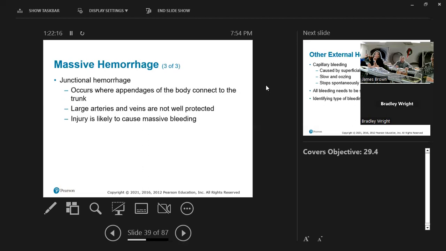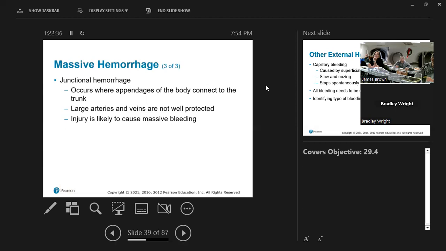All right, so junctional hemorrhages. We can thank the military a lot for our current understanding on how to deal with these things. But a junctional hemorrhage would be basically where the appendages attach to the body. So the axilla, the armpits, or the groin area, those would be what we would consider junctional, right?